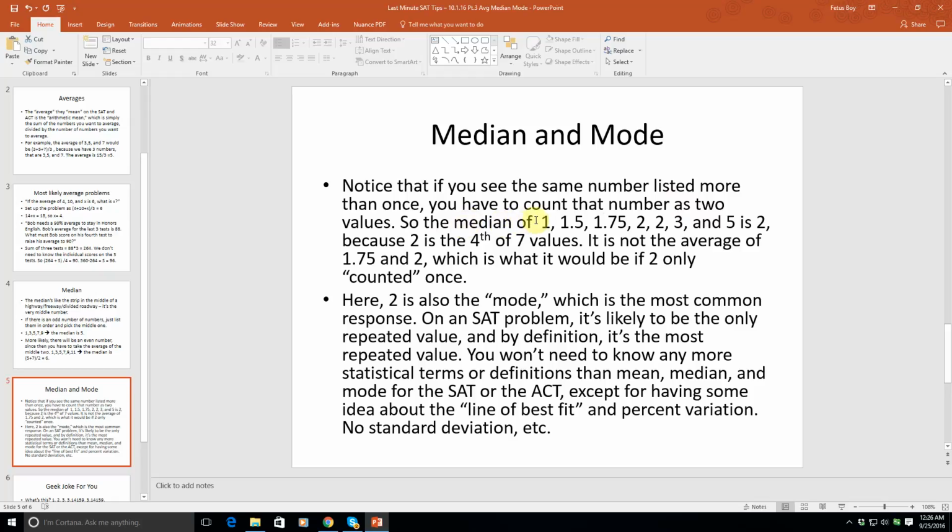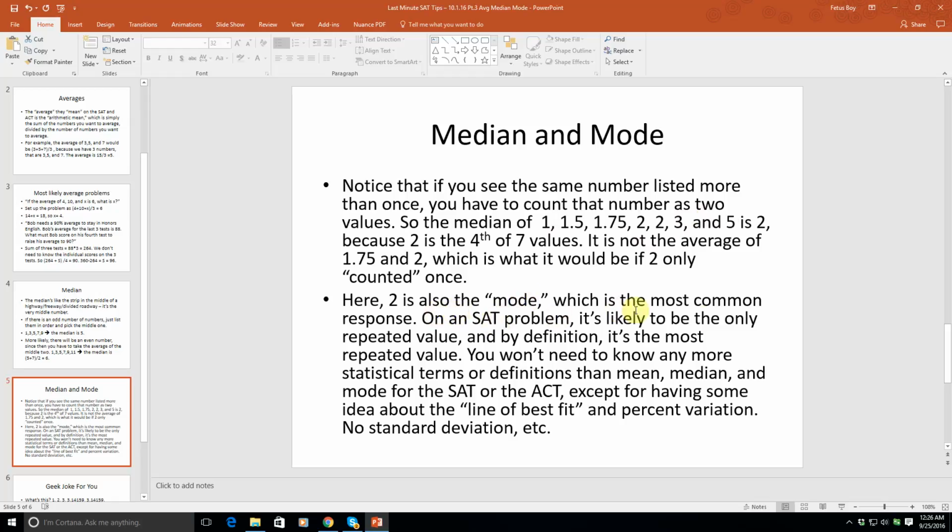So the median of this list of numbers, 1, 1.5, 1.75, 2, 2, 3, and 5, is 2 because 2 is the fourth of 7 values. It's not the average of 1.75 and 2, which is what it would be if 2 only counted once, because you have 1, 2, 3, then if 2 only counted once, that's 4, 5, 6, so you'd have to average 2 and 1.75. But you have to count each occurrence of 2 as a separate value, so there are actually 7 different values here. So here 2 is also the mode, which is the most common response. That's all mode means, is whatever the most popular, the most commonly occurring response is.